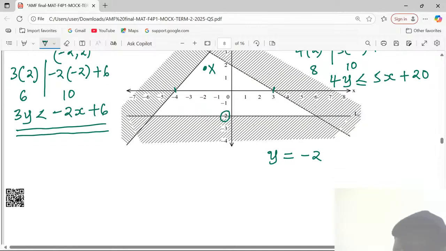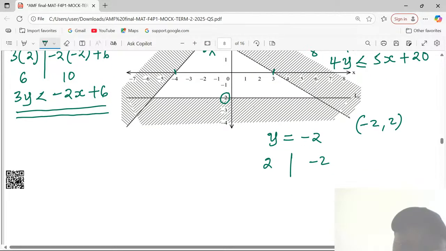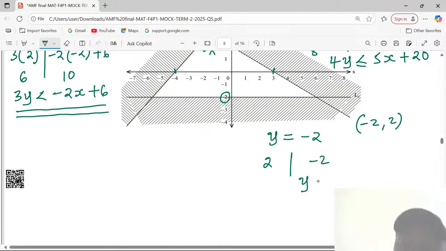Therefore, we pick a point on the required side. Our point is negative 2, 2. The value of y is 2, and on the right, we have negative 2. The relationship is that 2 is greater than negative 2. So if 2 is greater than negative 2, then the inequality symbol to be used is greater than.